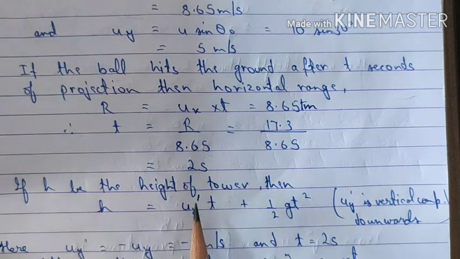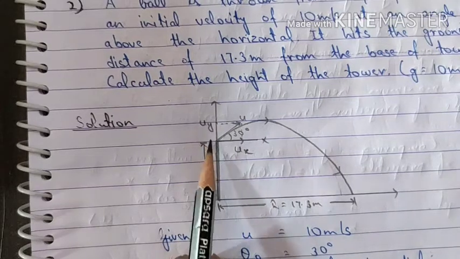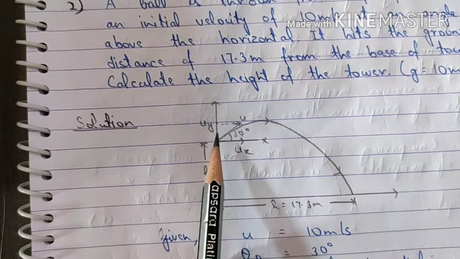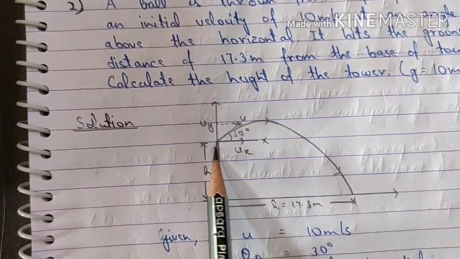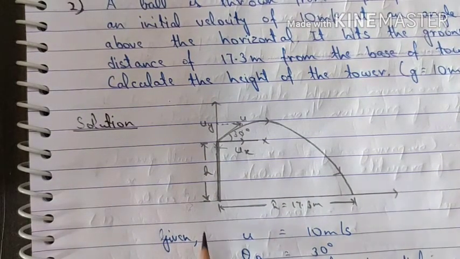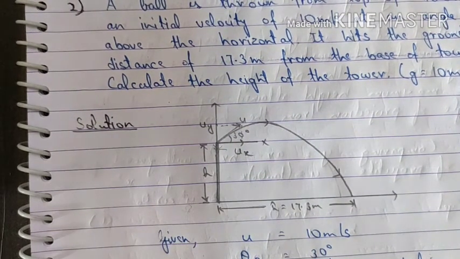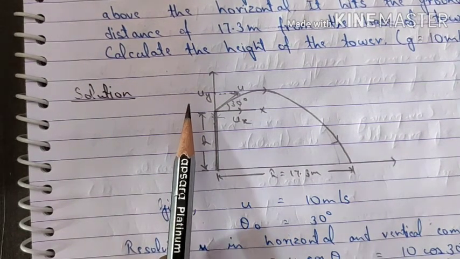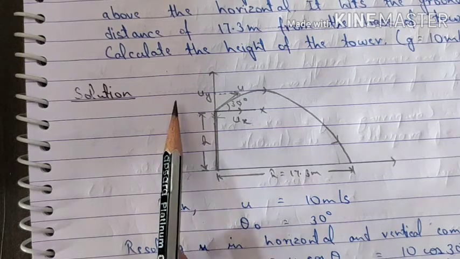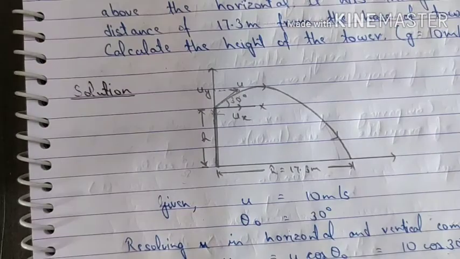I have taken uy' here because, as you can see, uy represents the vertical velocity in the upwards direction. However, since I am calculating h here, I have to take it in the downward direction, or you can say opposite to this direction. I have taken it as uy'. You can say that the value of uy' will be equal to minus of uy, since the directions of both these velocities are opposite.